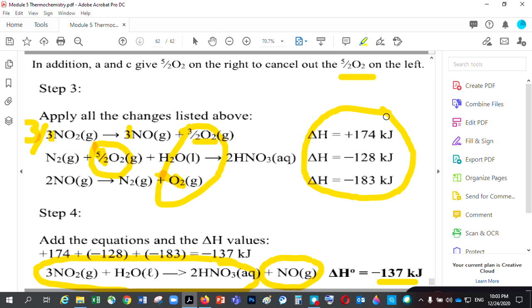It just needs you to watch out for the products versus the reactants, and switch them around. When you flip, you have to switch the sign. When you multiply by an amount, you have to multiply the amount of the heat by the same amount.